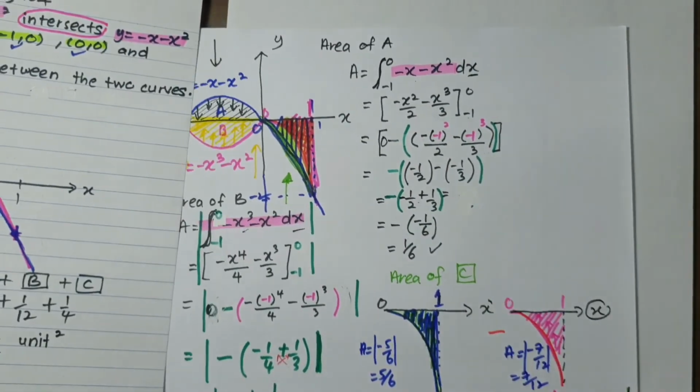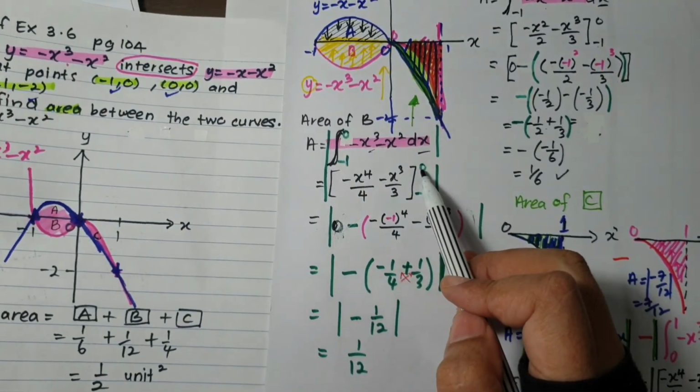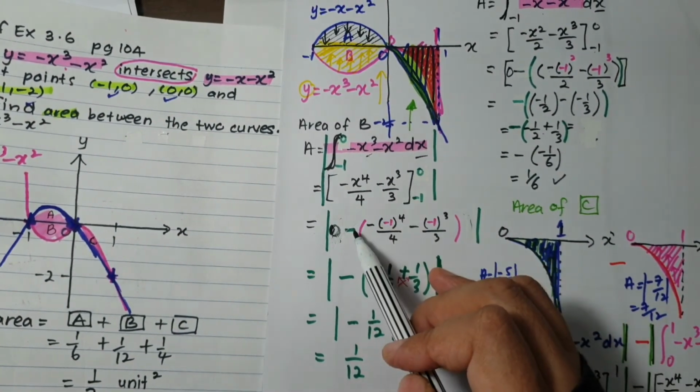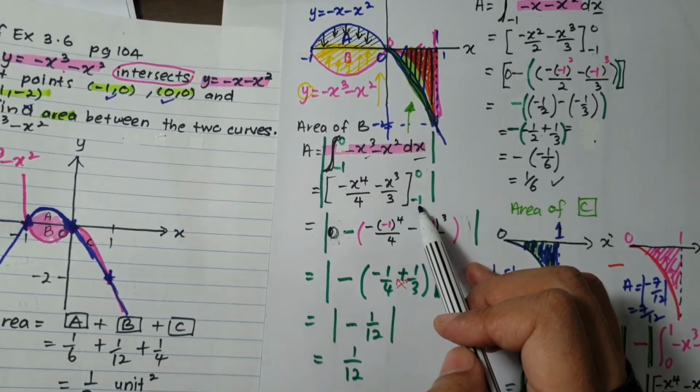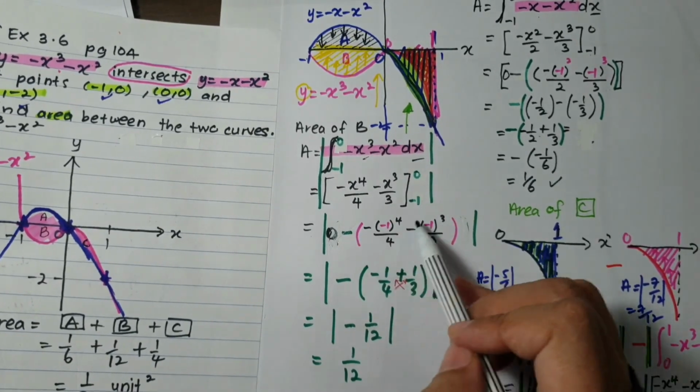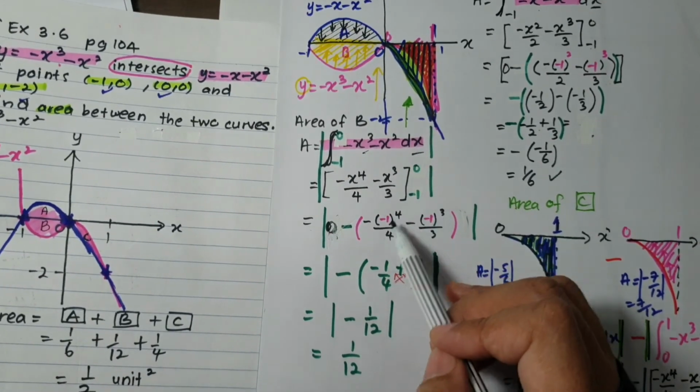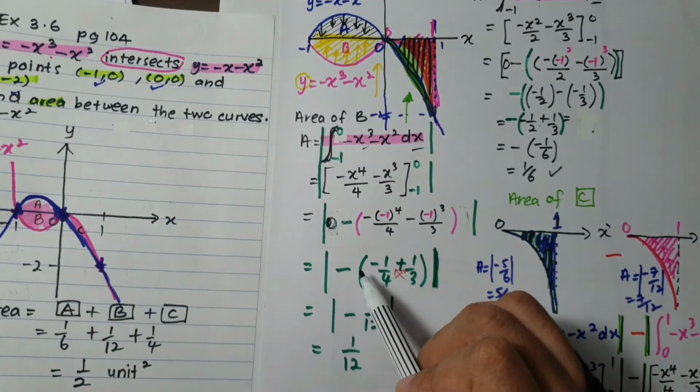Boleh? Okay, ni pun sama tadi. Masuk 0 dulu kan. 0 and then dia kena minus then put in negative 1. Plug in negative 1, right? So 0 minus. After you plug in negative 1 and then don't forget ni. Ada negative sign kat sini. So be careful.